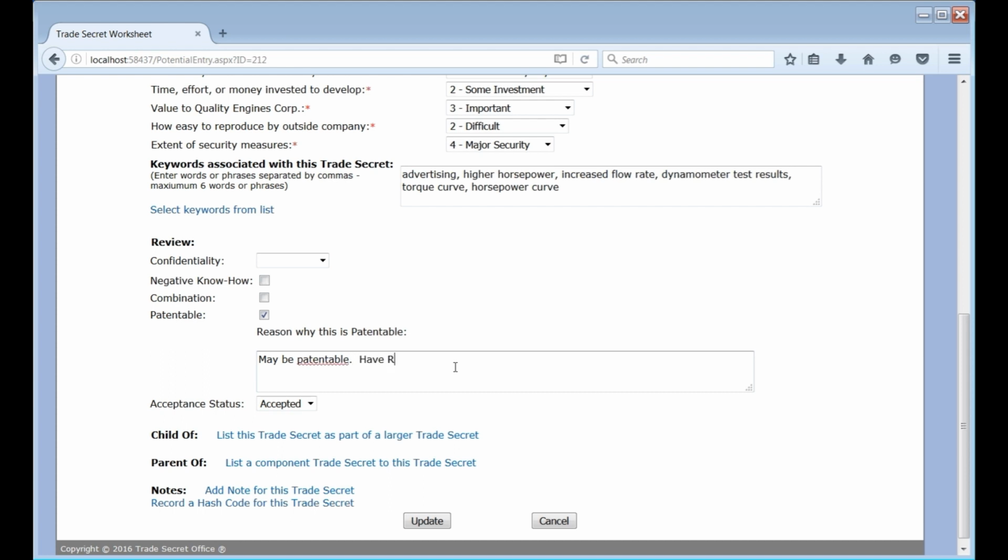I'm going to have Bob P, for Bob Patent, our patent lawyer, go and look at this and see if he thinks that this is patentable. Now, in this case, it's dynamometer test results. Those wouldn't be patentable. I just want to show you how this works. So let's go ahead and update that.